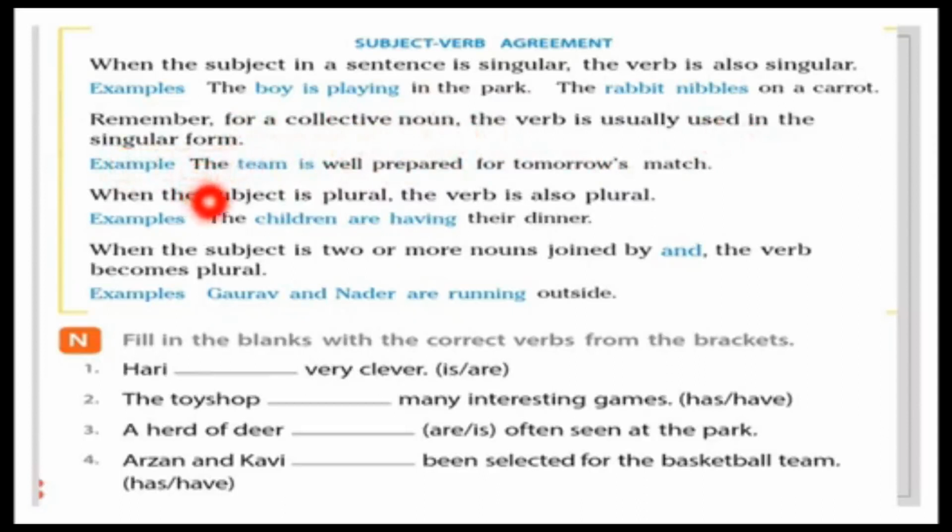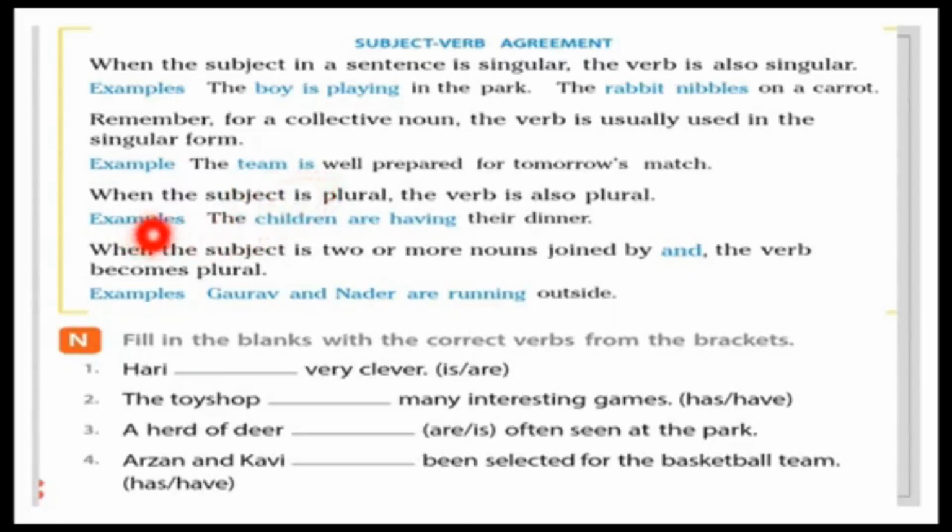For example, the team is well prepared for tomorrow's match. Here, let us see the word the team. The team is actually a collective noun. It's a group of people, right? So, it's a group and it's a group name. So, we have used a singular verb over there. We consider this collective noun as a singular. So, we used here a singular verb.